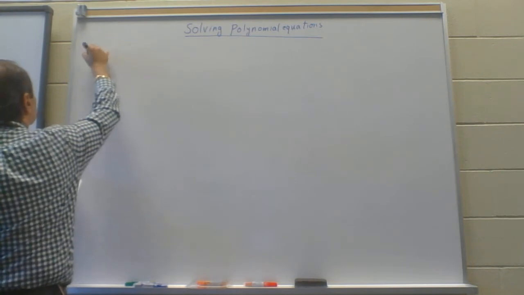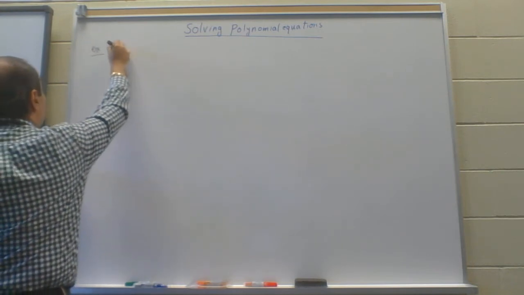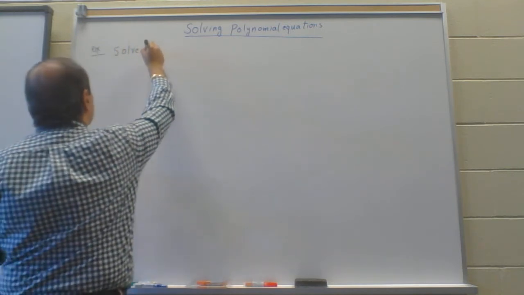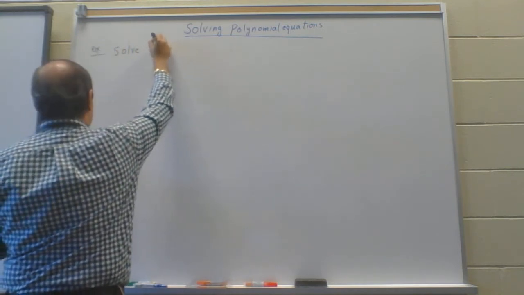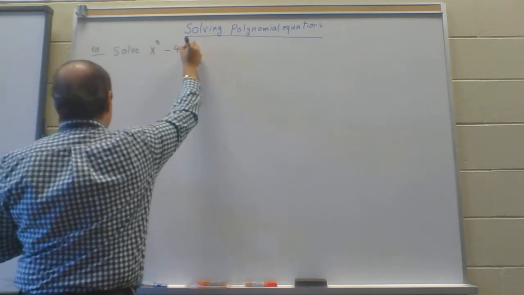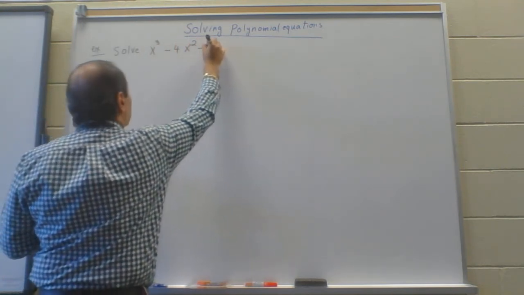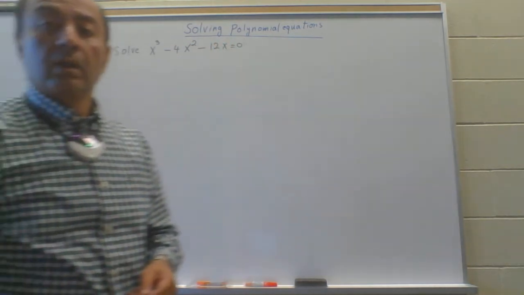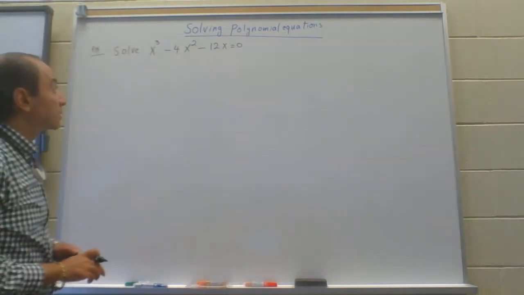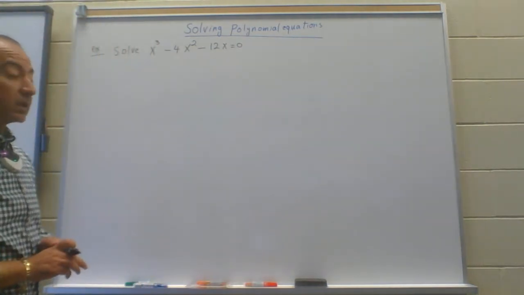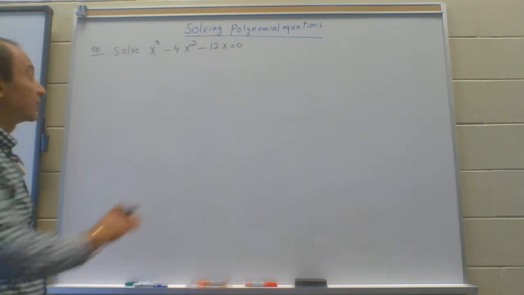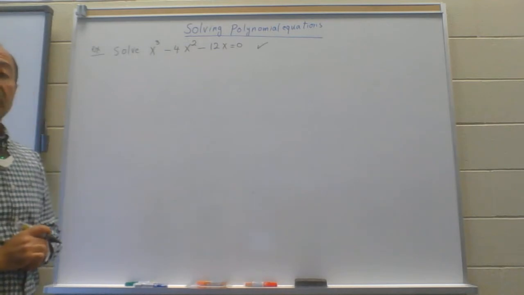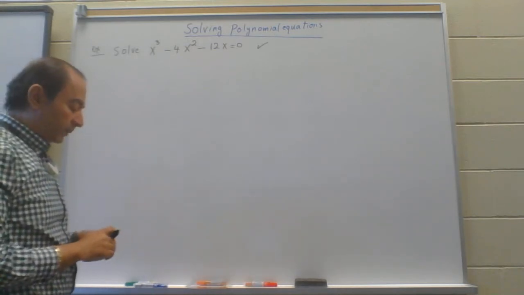Example: solve x cubed minus 4x squared minus 12x equals 0. Okay, I want to solve this polynomial, so I need to follow the steps. The first thing, I need to make sure that everything is in one side and 0 in the other, so yes. The second thing, we need to factor this completely.